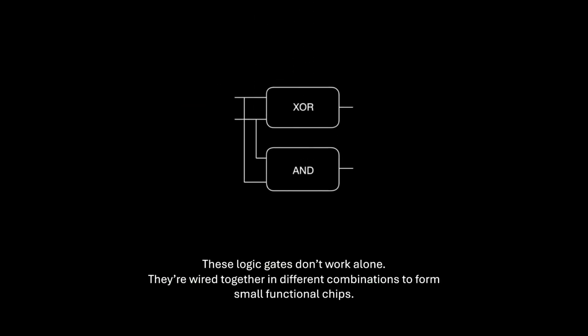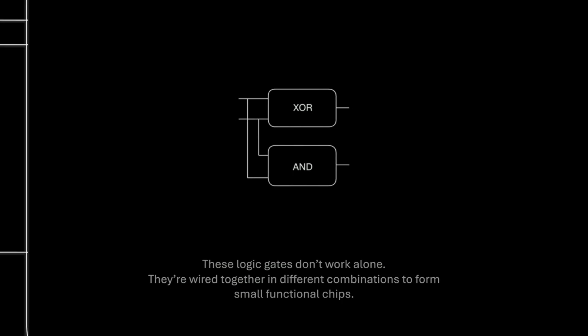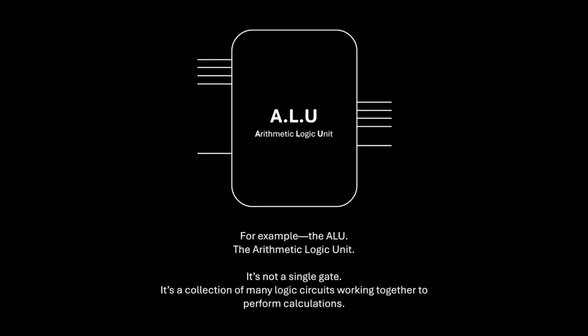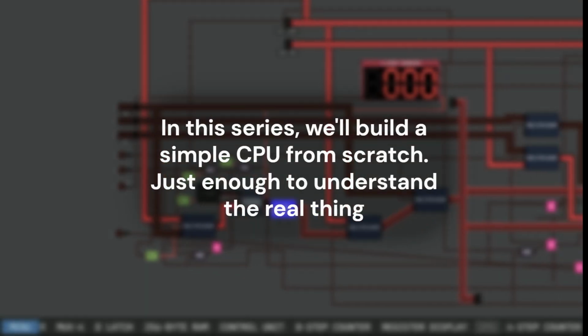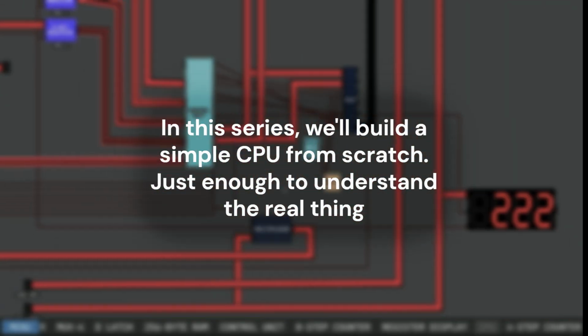These logic gates don't work alone. They're wired together in different combinations to form small functional chips. For example, the ALU, the arithmetic logic unit. It's not a single gate. It's a collection of many logic circuits working together to perform calculations. In this series, we'll build a simple CPU from scratch, just enough to understand the real thing.